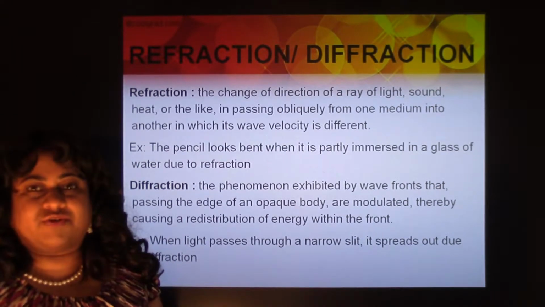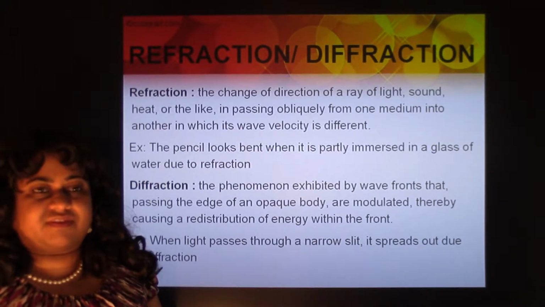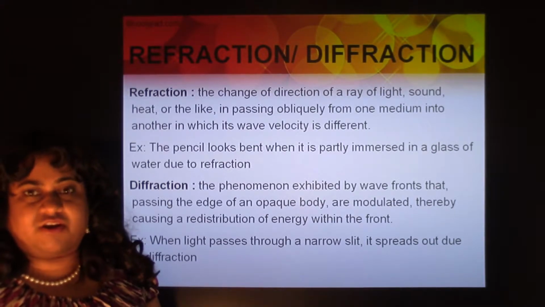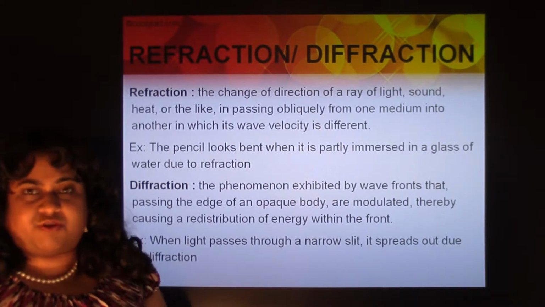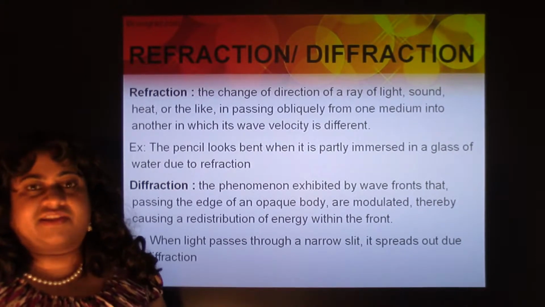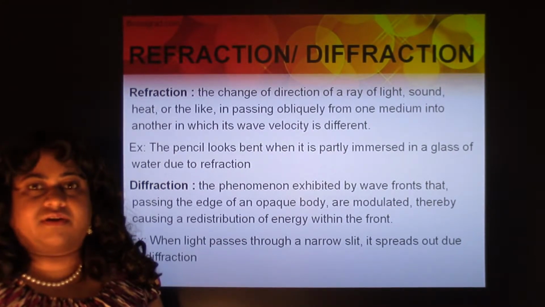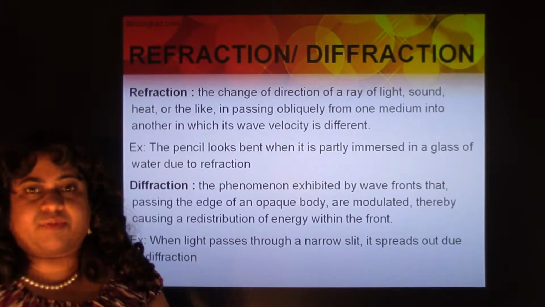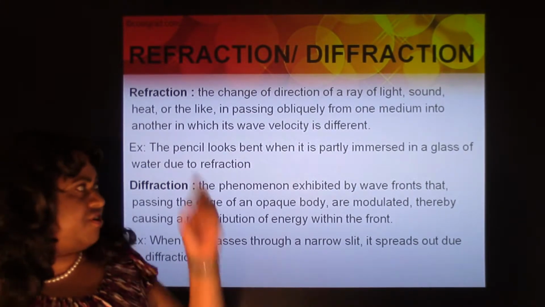So when people go to interviews sometimes, like for a physics teacher position, high school teacher position or something, I've seen this happen. The interviewer asks about diffraction and they talk about refraction, because most people know what refraction is.